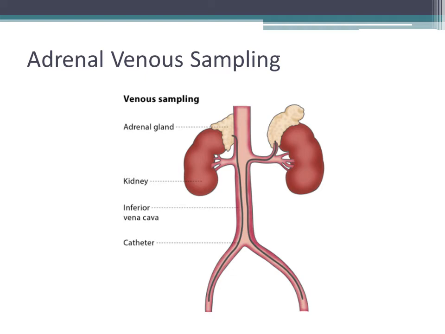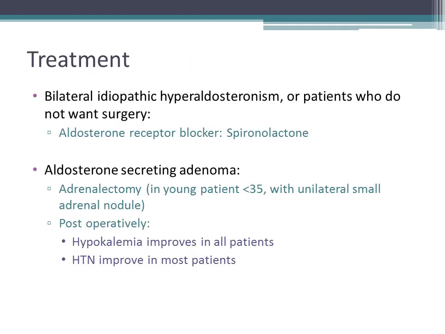It's very important to make that distinction, because if I find a unilateral disease, I can resect that adrenal gland and cure the patient. But if I find that the patient has bilateral disease, which is the hyperplasia, we do not do bilateral adrenalectomy. We elect to treat those patients with medication only. The medication is the aldosterone receptor blocker.